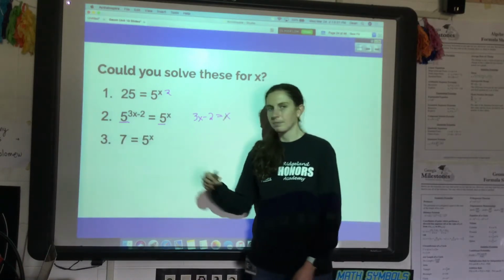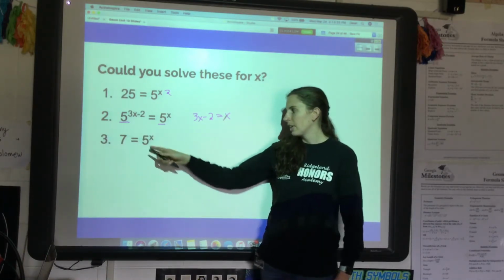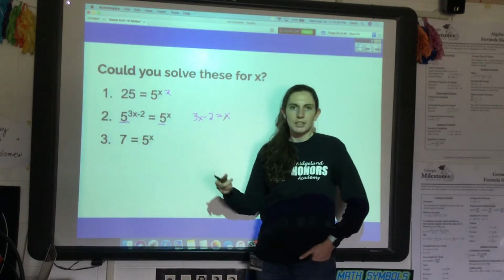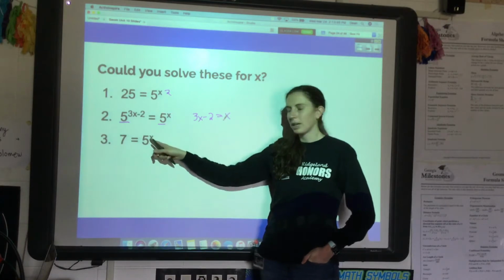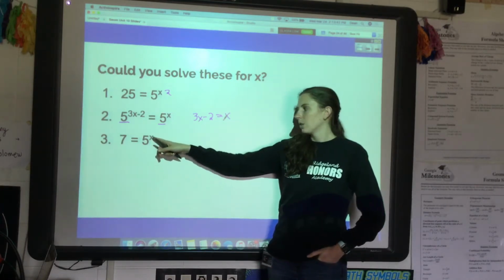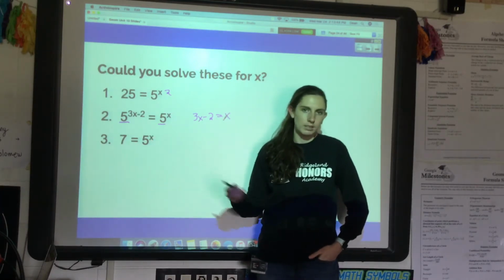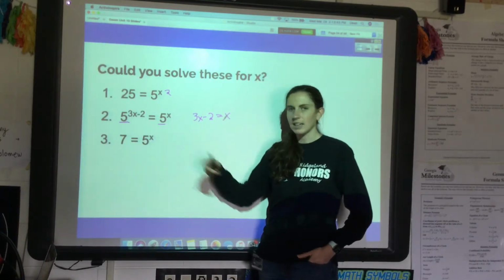On this one, I have no idea. I mean, 5 to what power gives me 7? 5 to the first power is 5. 5 to the second power is 25. So the answer is going to be 1 point something. But how do we find exactly x?